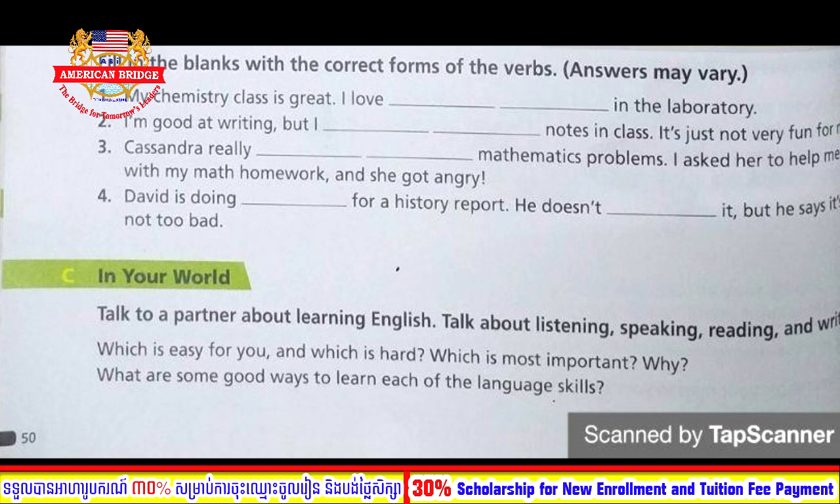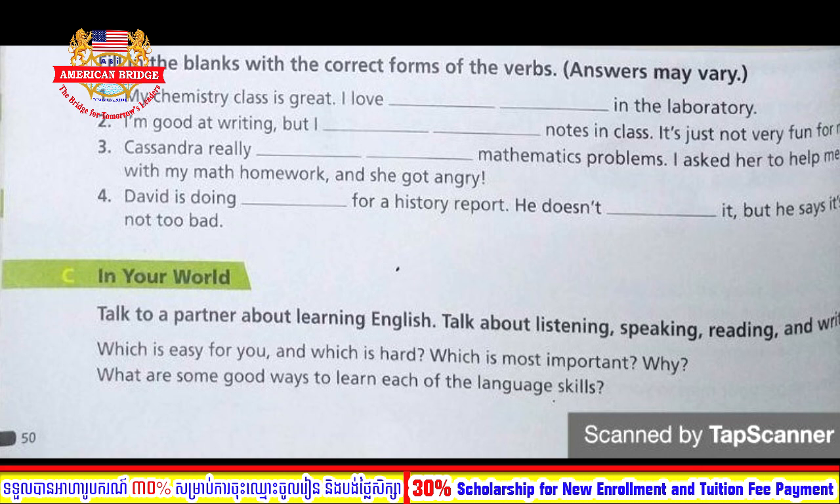Now let's look at section C in your book. What you need to do in section C is write, okay? The instruction says talk to a partner, but you need to write about learning English. So this will be part of your homework or your classwork, alright? Talk about listening, speaking, reading, and writing. Instead of talking, I know you can't talk because you don't have a partner at home, unless you have a brother or a sister that you can talk to. So you need to write an essay about learning English.